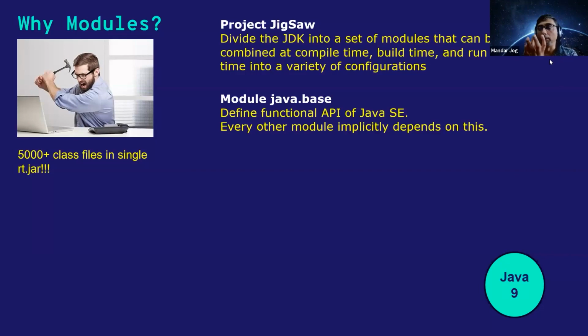The main thing about Project Jigsaw is to divide your JDK into a set of modules that can be combined at compile time, build time, and run time into a variety of configurations. So instead of having a single jar file, there will be different modules, and depending upon the requirement, you can use those modules instead of referring to the entire API available. That was the major expectation from Project Jigsaw.